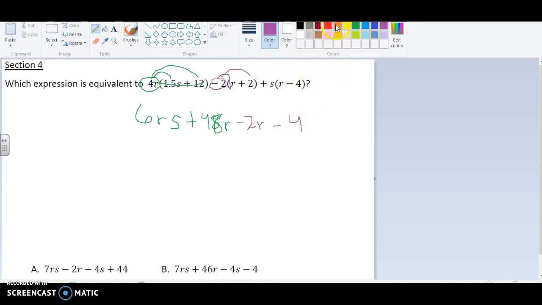And then we've got one more set of parentheses. How about orange? All right, there's no number in front of the S, so I'm going to put a 1 in front of it. And then a 1 in front of the R. So we're going to do 1 times 1, which is 1. So plus 1SR, or you can say RS, it doesn't really matter. And then 1 times negative 4 is negative 4, and then we still have the S there.